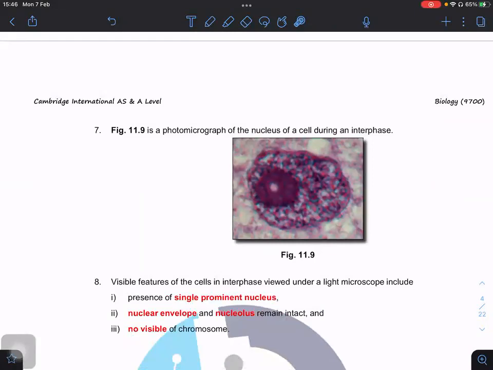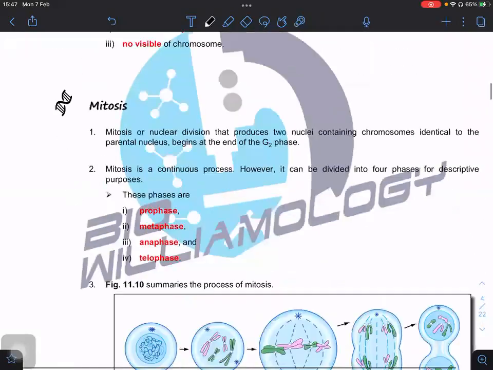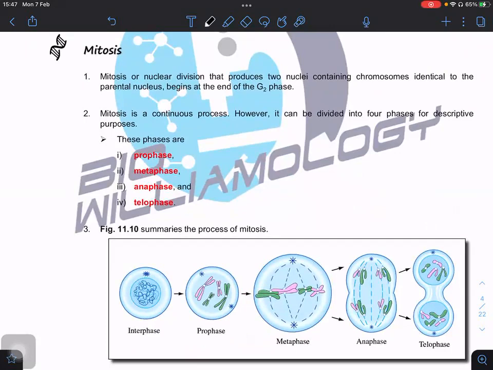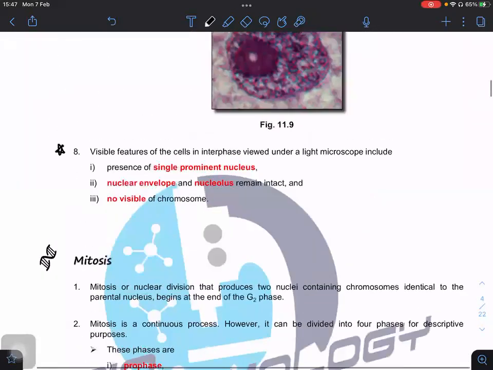Highlight point number 8. Sometimes a question will ask how you know that these are cells in interphase. First we check: they have the nucleus there. They still have the nuclear envelope and nucleolus remaining. And then you can see that no chromosomes are visible, so this one must be interphase. After interphase, the cell will progress to mitosis, which we are going to discuss tomorrow. Any more questions?